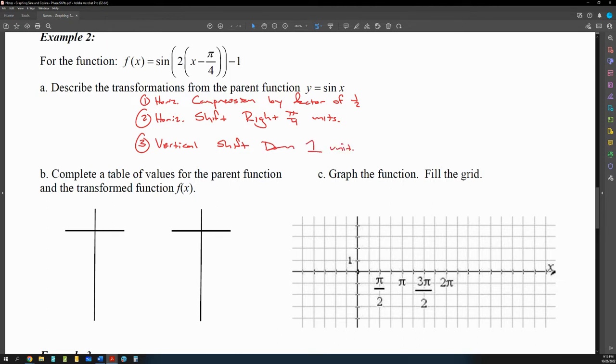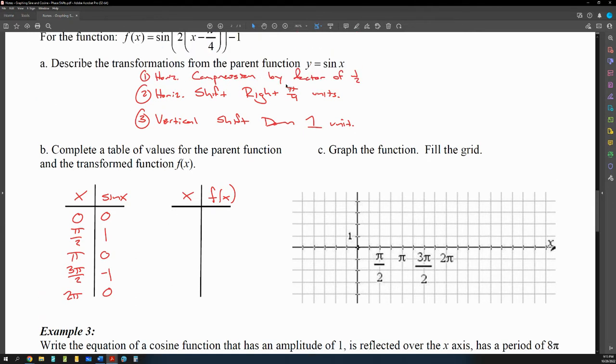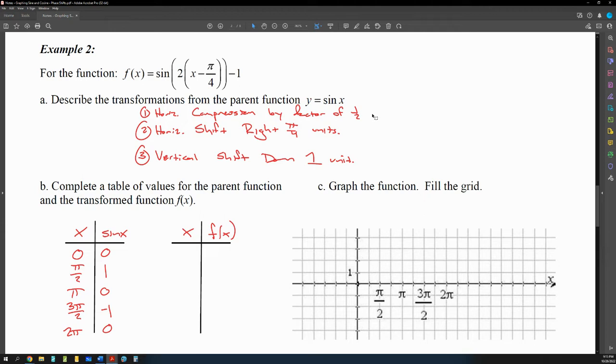Okay. So we'll start with our parent function, x and sine of x. And then we'll go ahead and evaluate for x, f of x. So x, sine of x, we have our quadrantals, 0, pi halves, pi, 3 pi halves, and 2 pi. And our sine values are going to be 0, 1, 0, negative 1, and 0. For our transformed function, f of x, we're going to take all of our inputs, and we are going to divide them all by 2, and then we're going to shift them to the right pi fourths units. Okay?